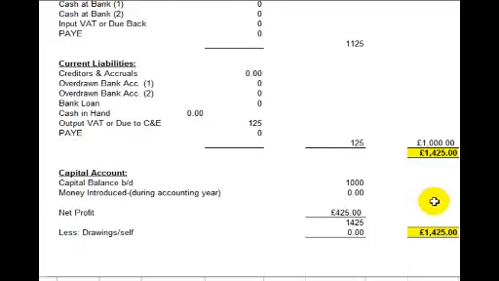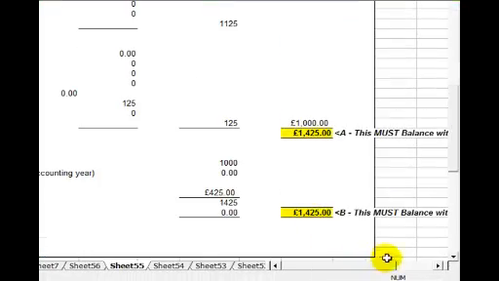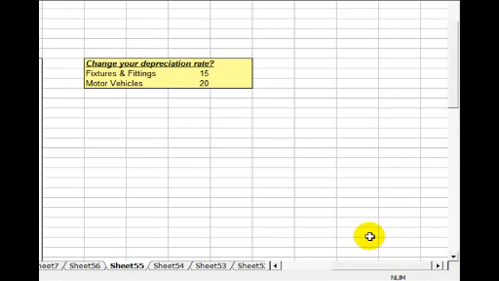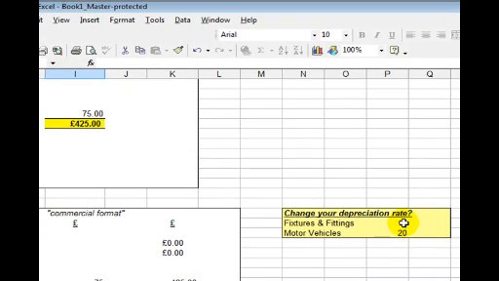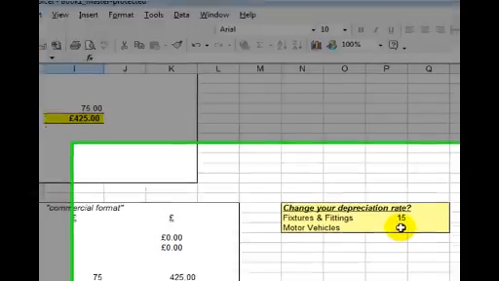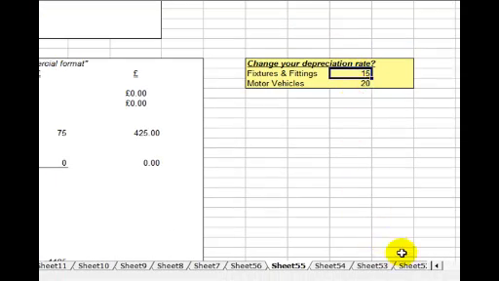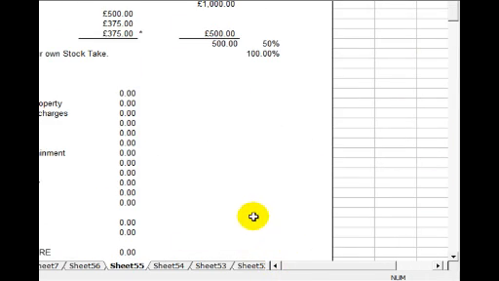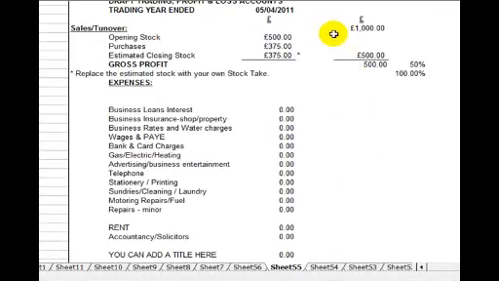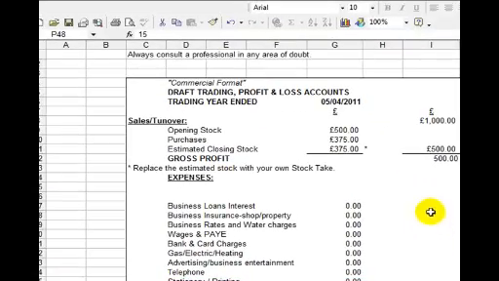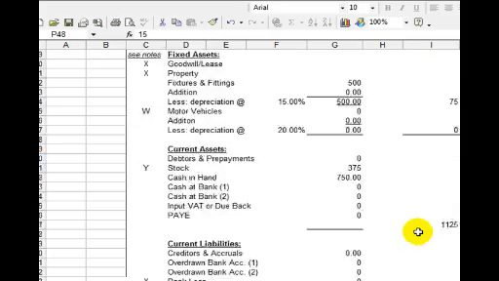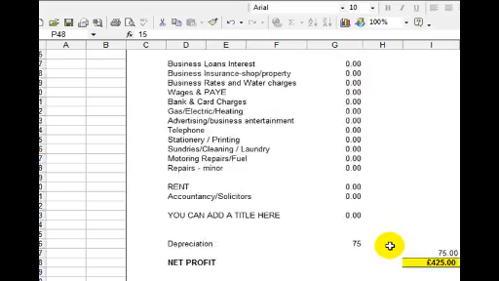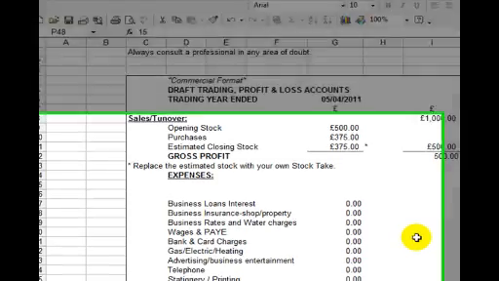And obviously the balance sheet balances. Okay, right, let's have a look. And here you can change the fixture and fitting rate. I've set the fixture and fitting at 15%, and the motor vehicle at 20%. Obviously you can change these. So in essence, whatever you enter on each page of the cash book or workbook will produce this trading and profit and loss account and the balance sheet at the end of the year, which is very useful, of course, and it will help you to submit to the Inland Revenue.